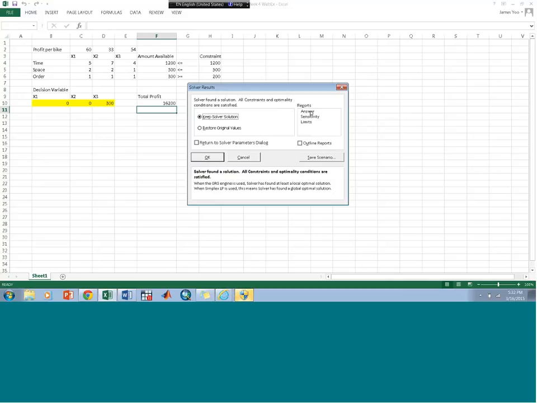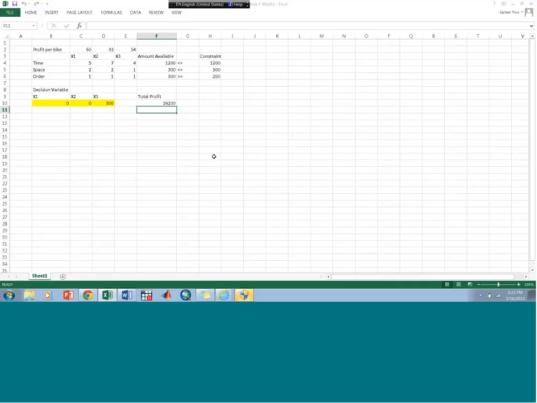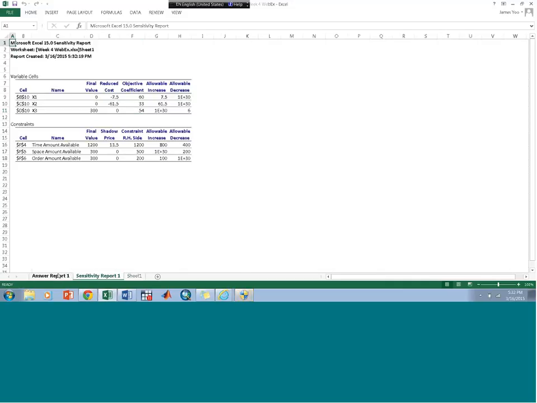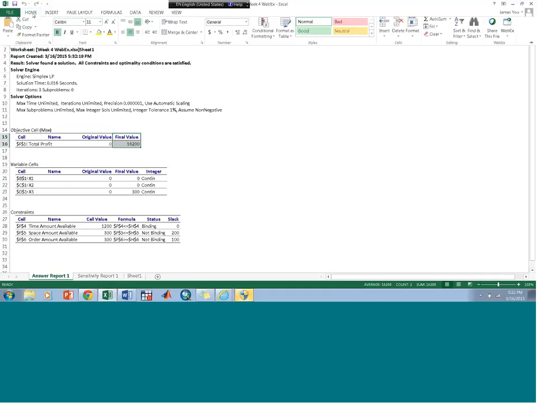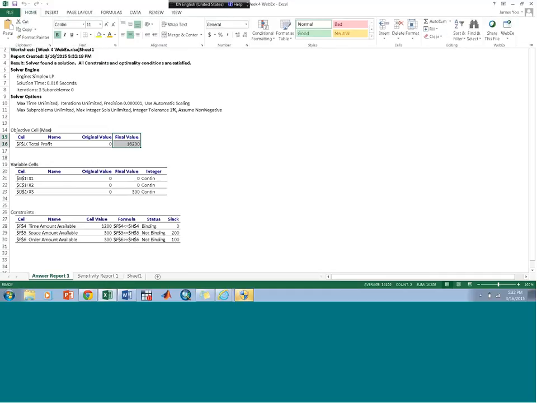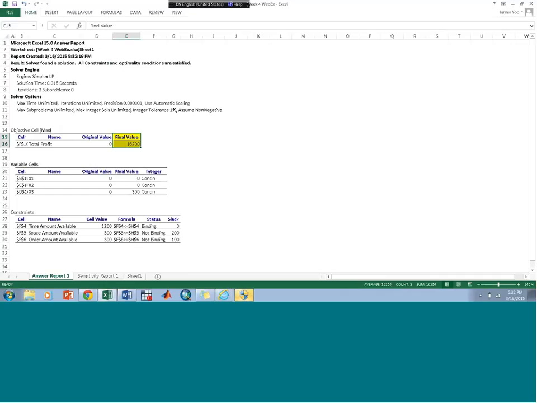So make sure that you click answer and sensitivity report, okay, sensitivity, so that you can actually perform the sensitivity analysis, and press OK. And at the bottom, you see two tabs. One is the answer report, the other one is the sensitivity report, right? So if you click answer report, then you see that the final value is $16,200, which should be your total profit, right? This should be the total maximum profit.